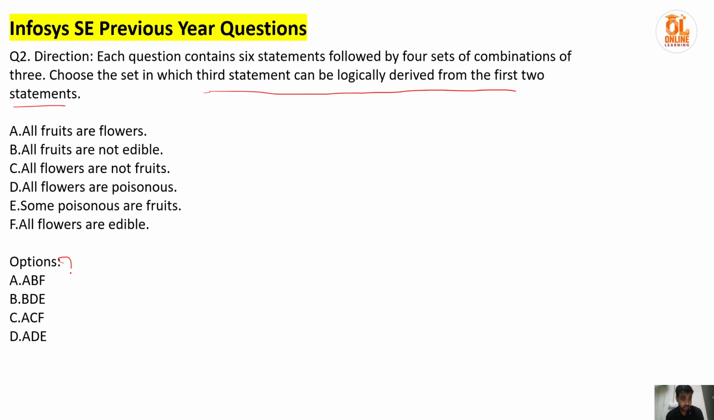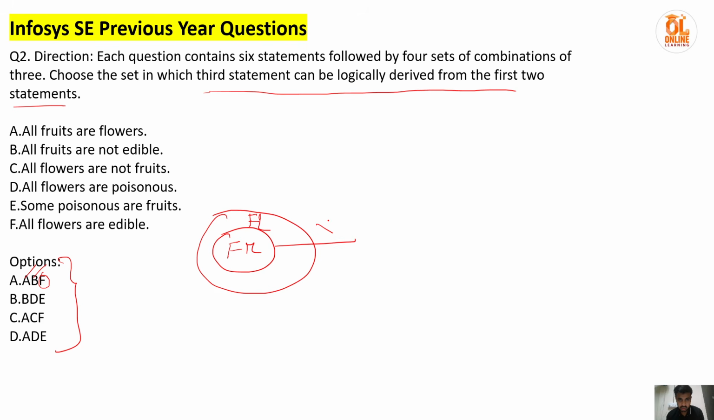Let us move towards the options and let us solve it. A, B, F. So according to the question, F should be derived from A and B. Then it will be the right answer. Let us check. A: All fruits are flowers. B: All fruits are not edible. What is the F option? All flowers are edible.